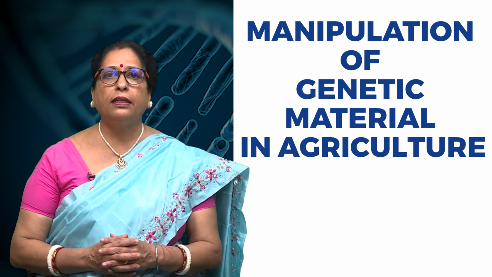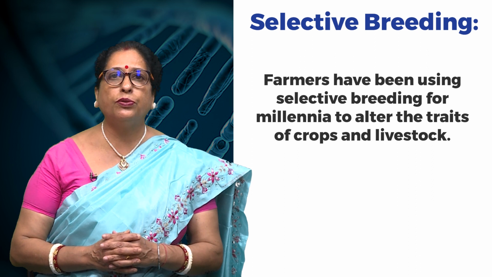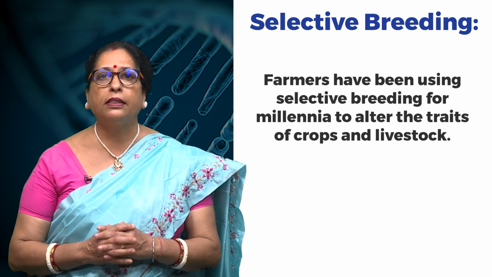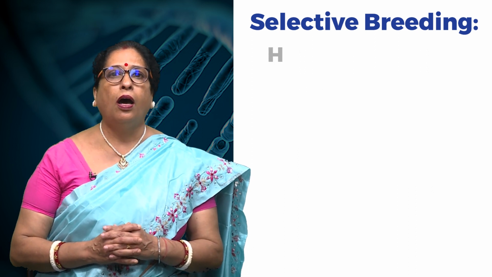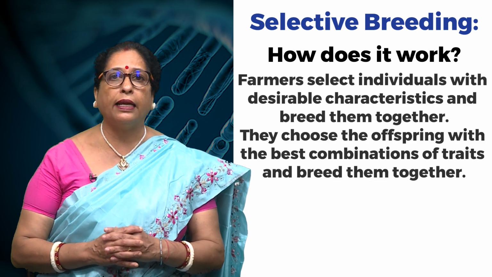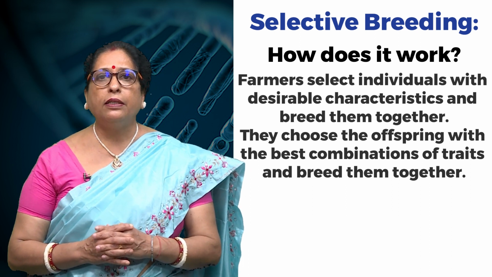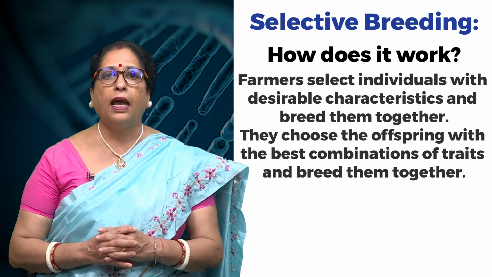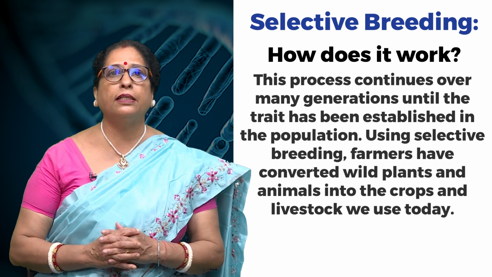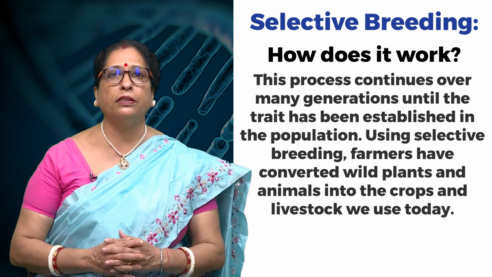Manipulation of genetic material in agriculture: selective breeding. Farmers have been using selective breeding for millennia to alter the traits of crops and livestock. How does it work? Farmers select individuals with desirable characteristics and breed them together. They choose the offspring with the best combination of traits and breed them together.